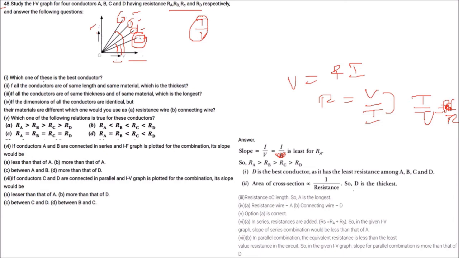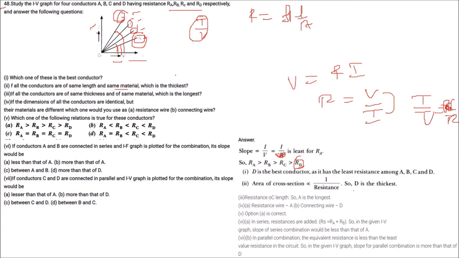So first, which one of these is the best conductor? Of course, D is going to be the best conductor because, see, its resistance is the least. So least resistance is D, therefore it is the best conductor. If all of the conductors are of the same length and same material, which is the thickest? Resistance R is equal to rho L upon A. Which one is the thickest? Which one is the highest?